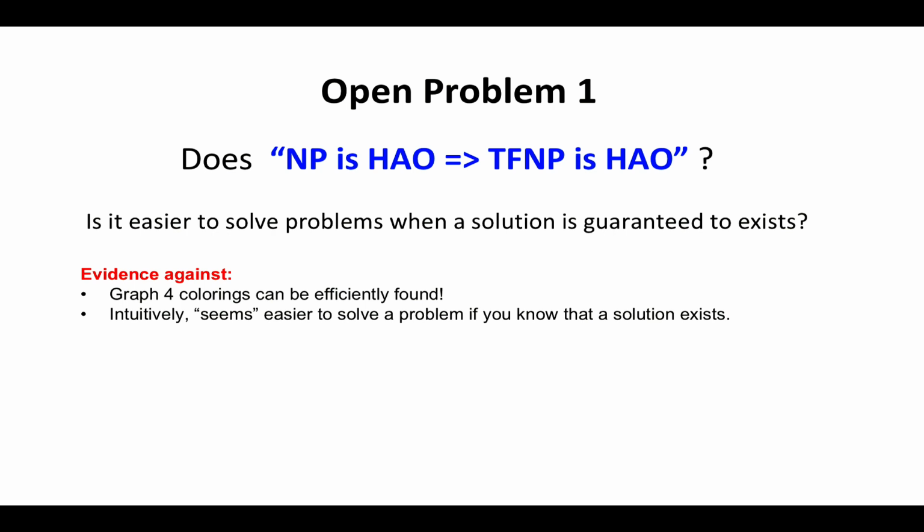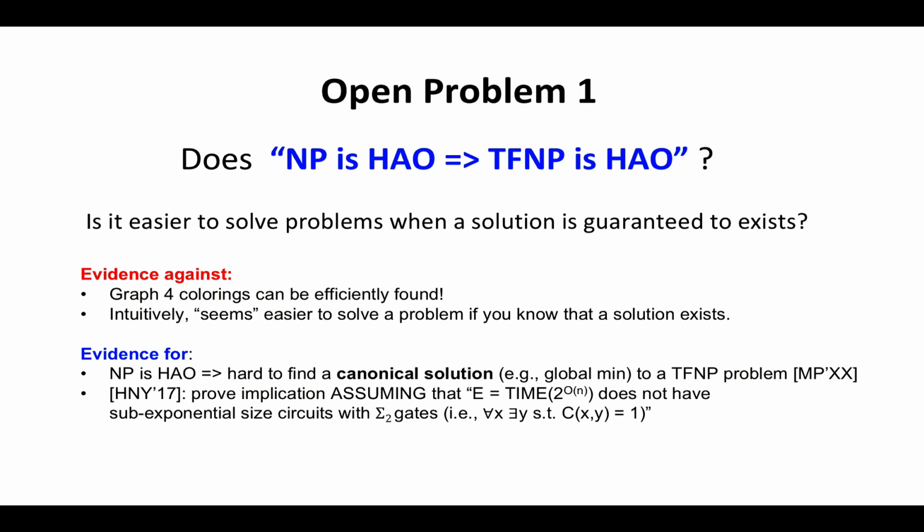There is evidence both for and against. Okay? So evidence against is, in fact, graph 4 coloring. Not long after they managed to prove that every planar graph is 4 colorable, it turned out that they also managed to get efficient algorithms. They were maybe not very efficient at first, they became even more efficient later. So that can be done efficiently. And somewhat intuitively, it seems like, if you know that a theorem has a proof, then it seems easier to find it, right? You know that you're not just going down the wrong path. You know that there exists a proof. You're going to work harder and find it. Just intuitively, it seems it should be easier.